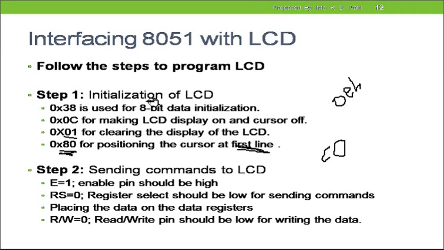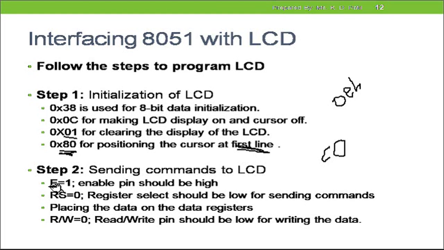Okay, I hope it is clear how to initialize and how to send the commands. Sending the commands and sending the data to the LCD is the same process. Only one thing will change. Initially, E will be 1. The value of E will be 1 to enable the pin so that whatever data you want to send is latched through the D0 to D7 lines, so that the data will not get disturbed.